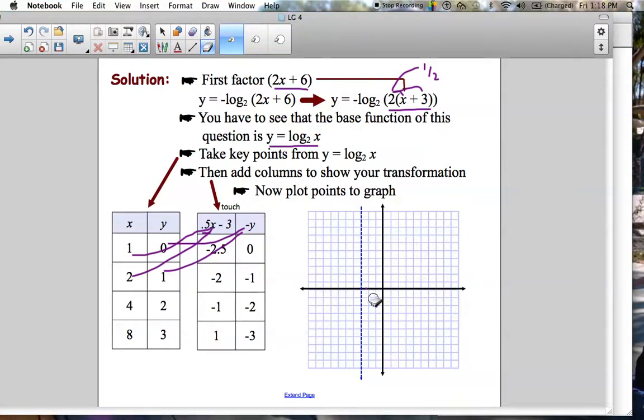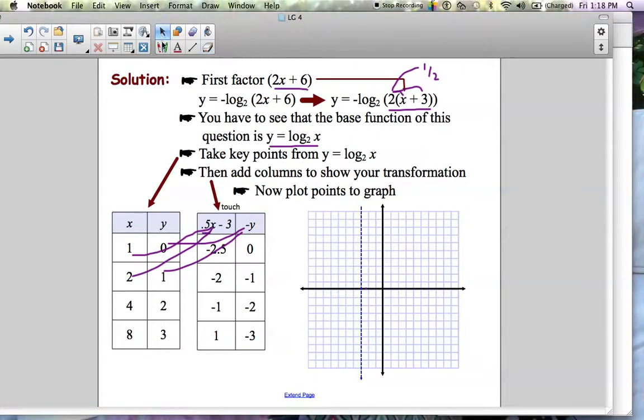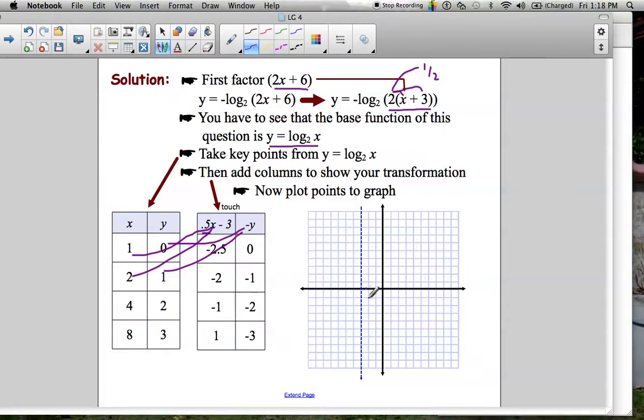Let's go back. Okay, so I didn't quite go over negative 2 down 1 and negative 1 down 2 and 1 over down 3 right there. And we know it's going this way because of that reflection on the x-axis. So we know it's hugging this asymptote. That's why we put the asymptote in. And it goes through there and continues on. Okay, so there is our sketch of the graph.